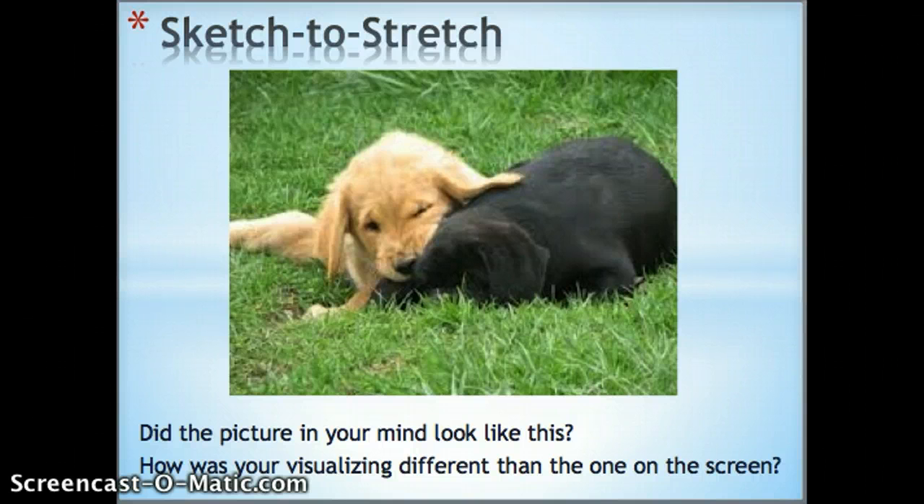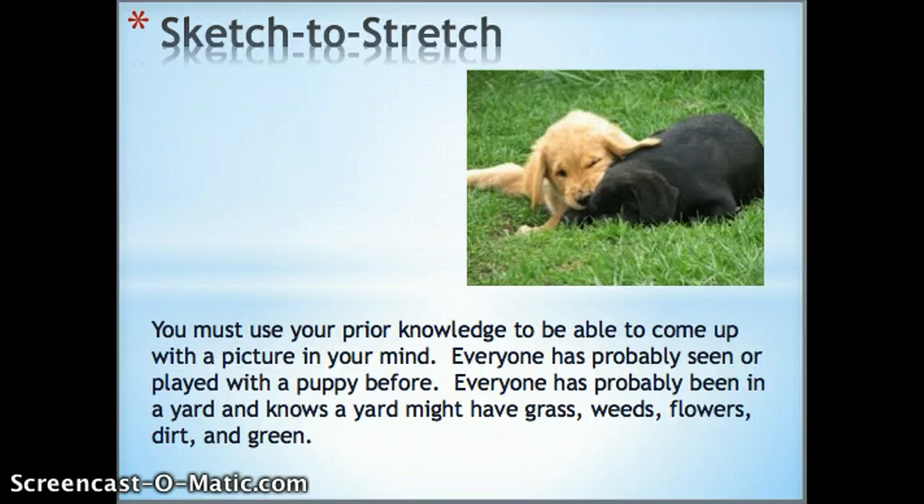Probably not much different. You must use your prior knowledge to be able to come up with a picture in your mind. For example, everyone has probably seen or played with a puppy before. Everyone has probably been in a yard and knows a yard might have grass, weeds, flowers, dirt, and green. So those are two very common things that you can access your prior knowledge on.